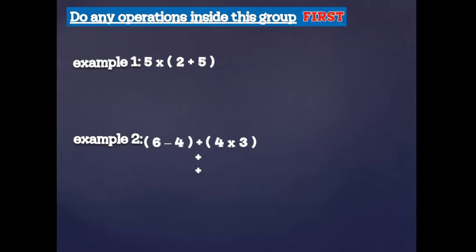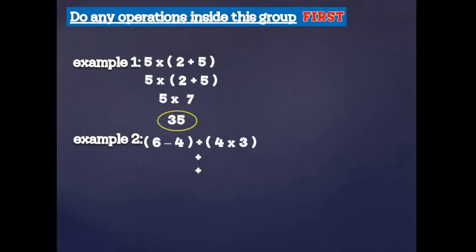Example number 1. 5 times the group 2 plus 5. We have 3 numbers and 2 operations, multiplication and addition. But 2 of the numbers with the add symbol form a group. So we solve them first. So 2 plus 5 is 7. 7 times 5 is 35.